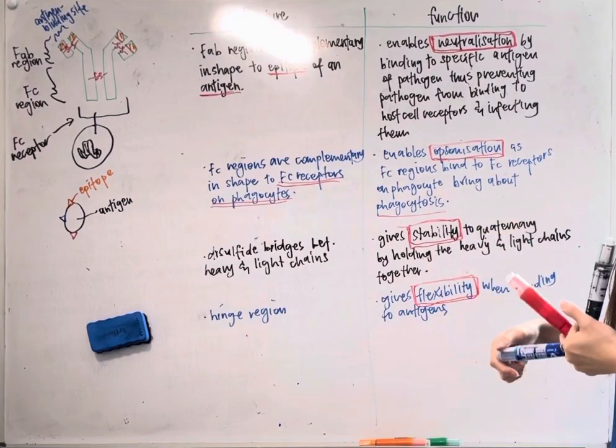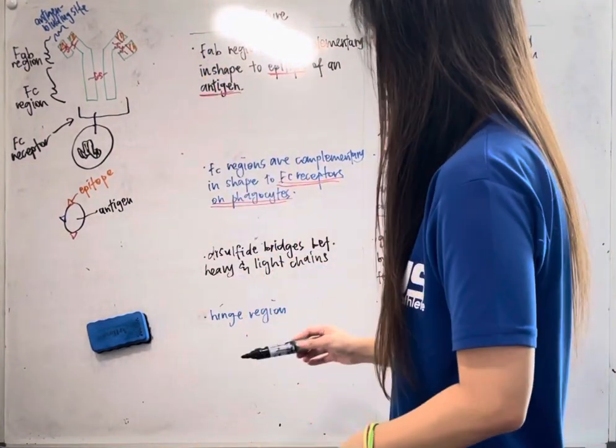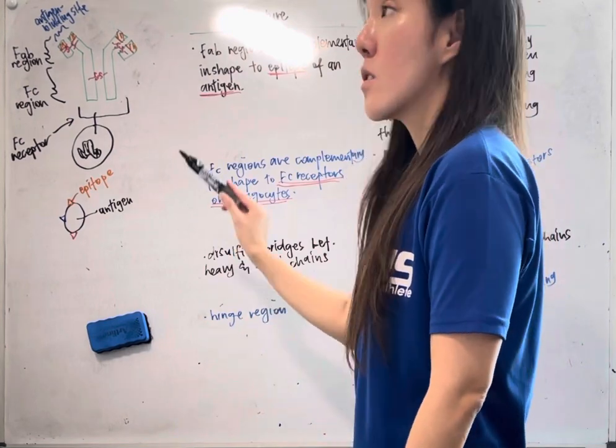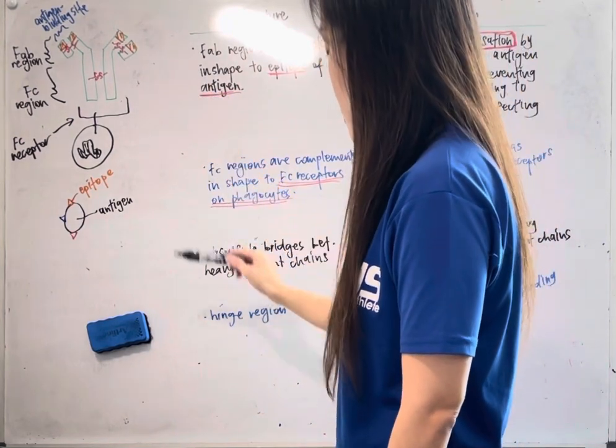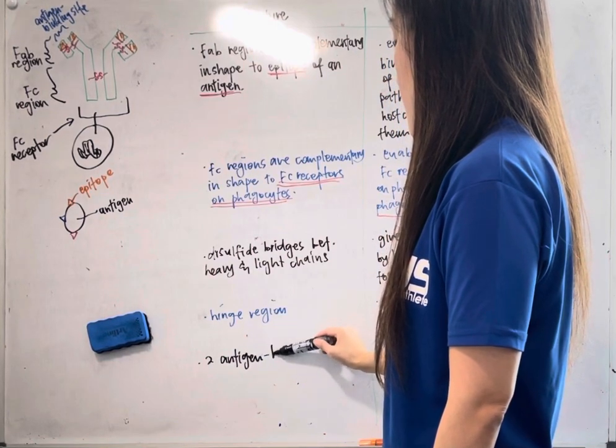Next one, Chloe, what else do we also see here? How many antigen binding sites do we have? We have 2 antigen binding sites.